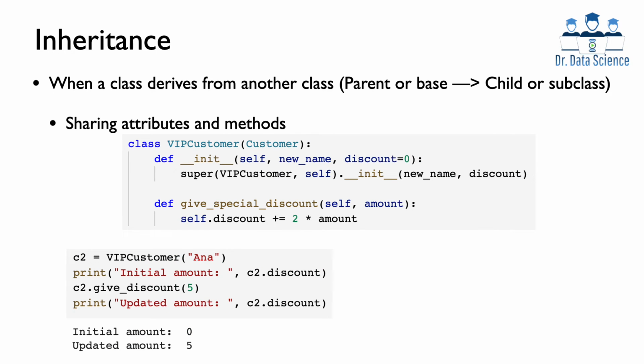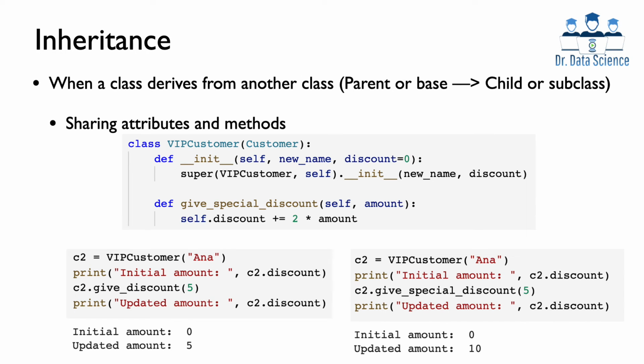So let's look at this. Here we have the VIP customer class, which is derived from Customer. Now we're going to create an object, this time for Anna, and we want to see the initial amount of discount, which as you can see here is 0. And now we use the method give_discount, which we didn't even define here. This is something inherited from the base class. And you can see that it still works as it was supposed to, right? Because when you say give_discount(5), it means that you have to add this amount to the attribute discount.